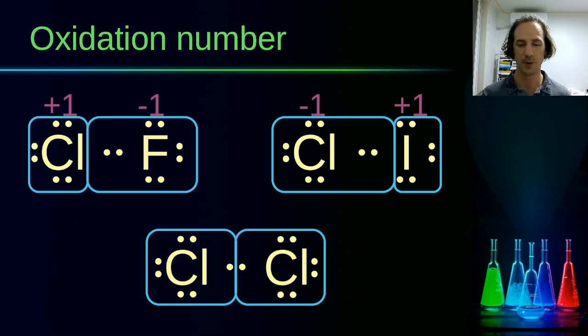Here, chlorine became the negatively charged ion in our imagination with its 8 valence electrons, and iodine has the +1 oxidation number. And when it comes to the Cl2 molecule, then both of the chlorine atoms will have 0 oxidation number because they both kept their 7 valence electrons there. And basically oxidation number in elements will always be 0 because of this.